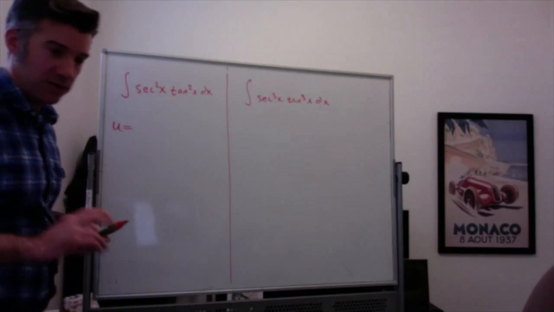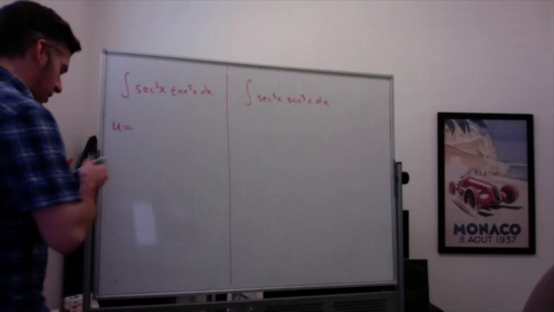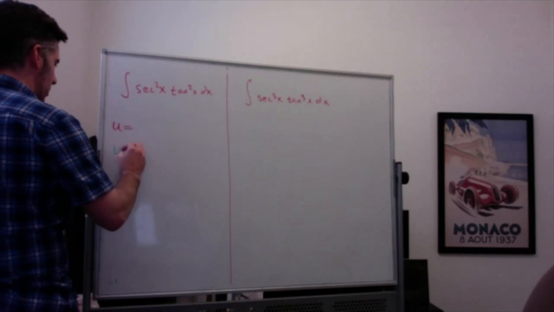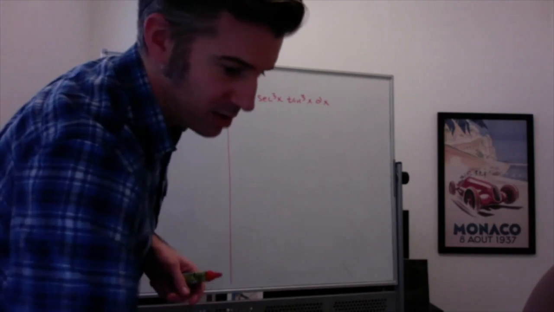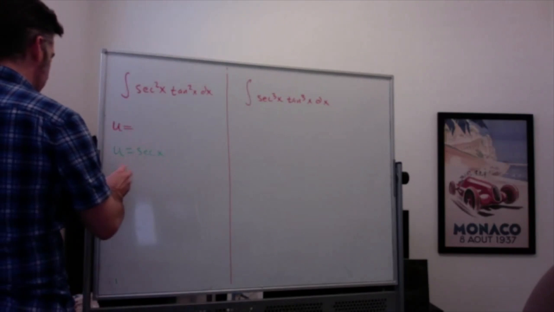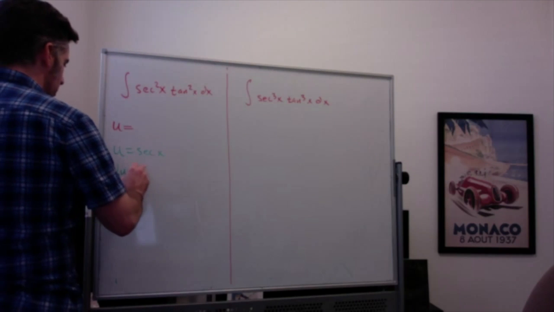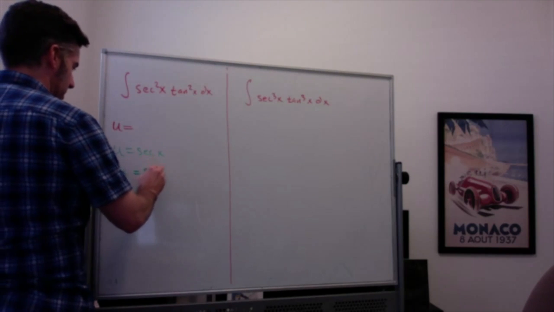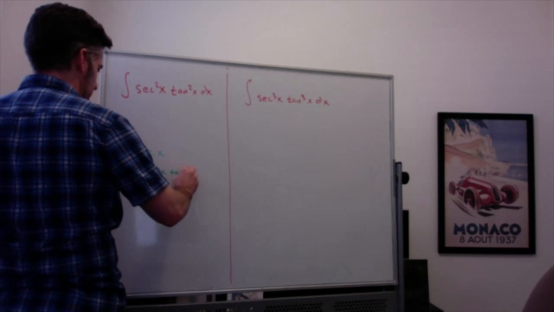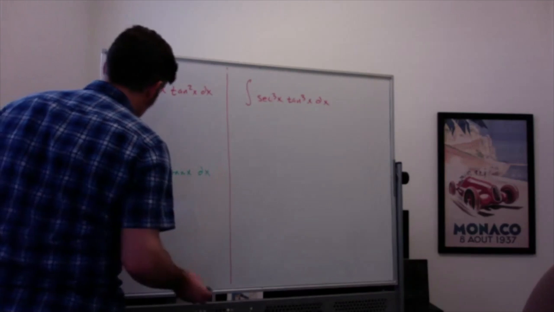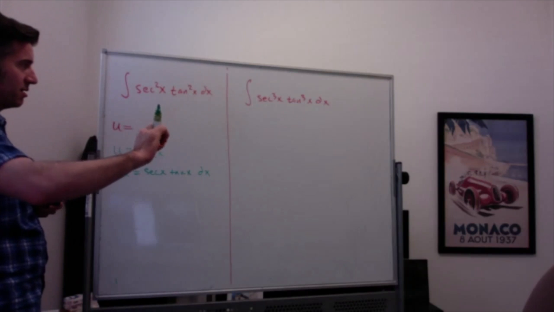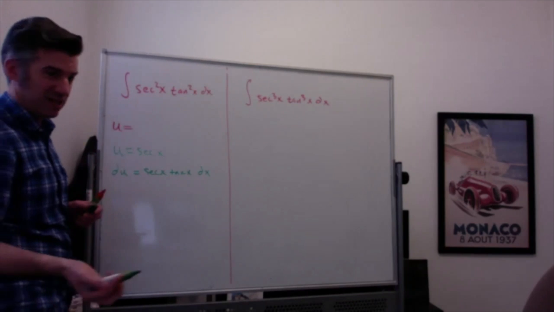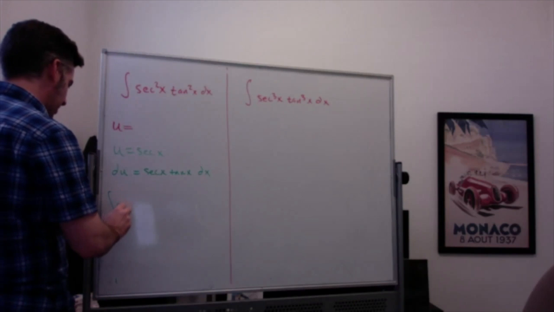This is the wrong choice. In fact, let's do it in a different color. I'm going to make the choice of u equal to secant of x. And the reason this is the wrong choice is because my du is the derivative of secant, which is secant x tangent x dx. So if I take out a secant x and I take out a tangent x, I'm left with a secant and a tangent. And the problem is I can't really do anything with that.